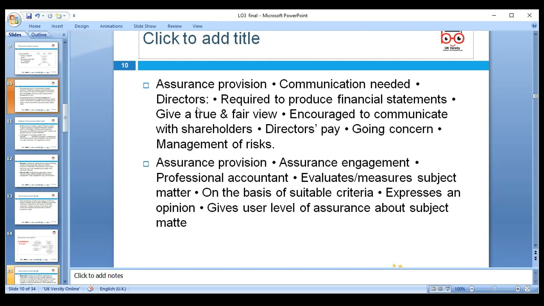Directors are required to produce financial statements that give a true and fair view. They are encouraged to communicate with the stakeholders and shareholders. Directors also report on going concern and management risk.